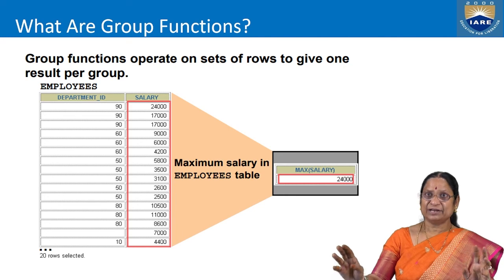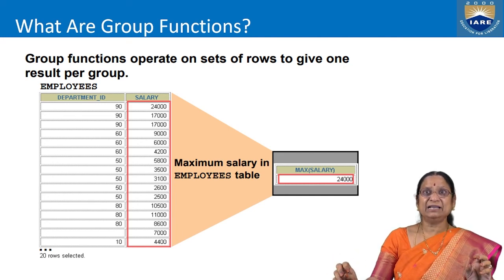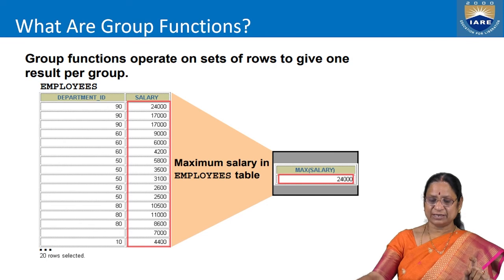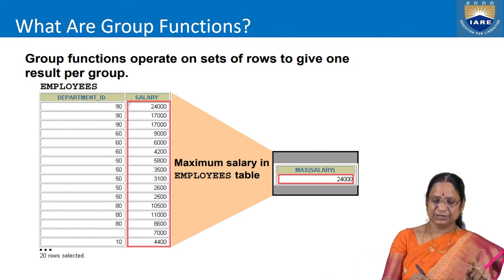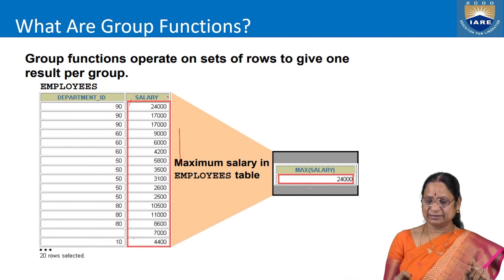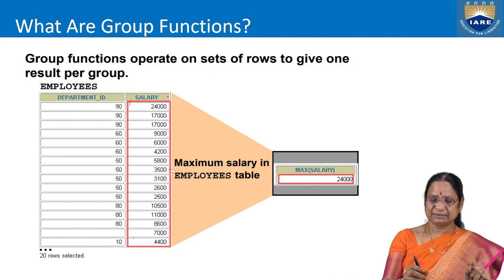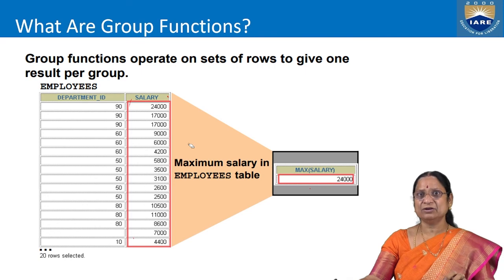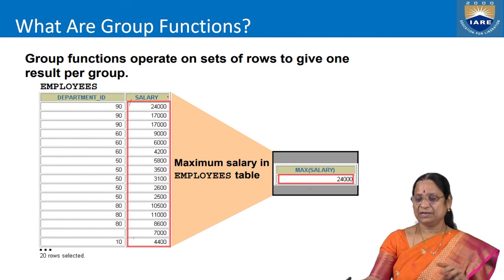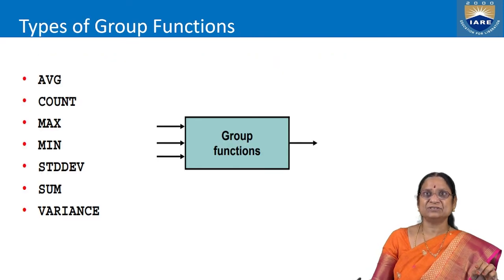Another kind besides single row functions are multiple row functions. Those are known as group functions. Group functions operate on sets of rows to give a single result per group. You observe here, the input is all the salary values, and from this the maximum results: 24,000 is the maximum. So the input is taken from 20 rows, but the output is single. Such functions are known as aggregate functions.